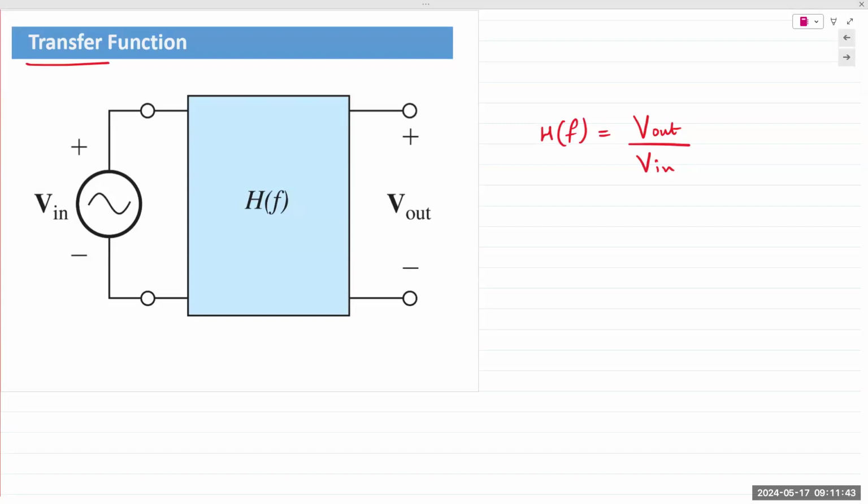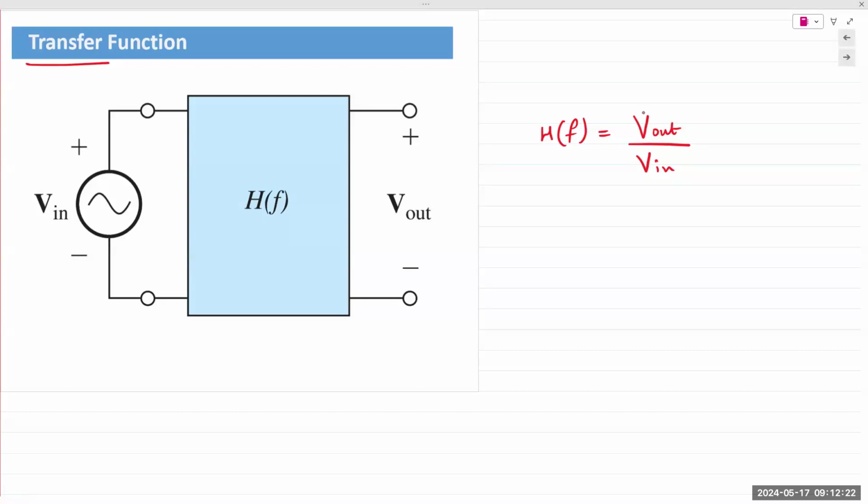So it is a ratio of the output voltage to the input voltage, noted by the letter H. It's a function of frequency. Again, the title of this chapter is Frequency Response. So we are going to look at circuits and see how they change their outputs depending on the input frequencies. So H of F, the transfer function H of F, means it's a function of frequency. It's describing what the circuit is doing to the input signals based on the frequency of the input.